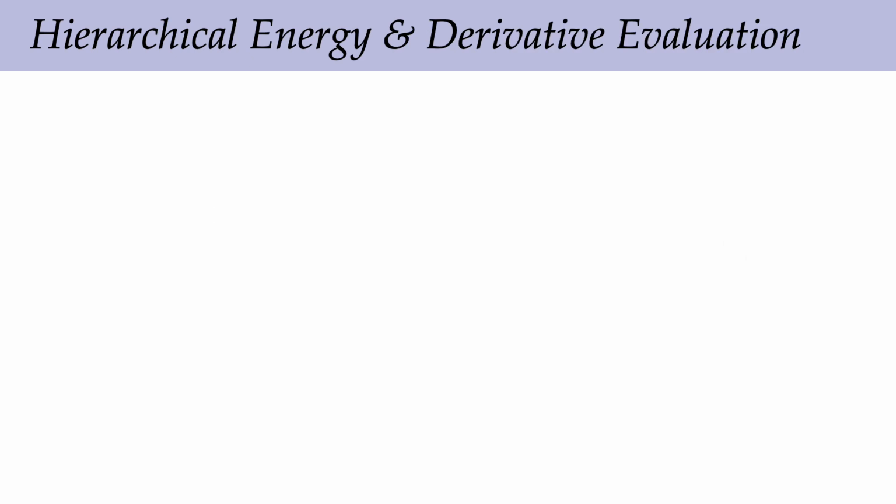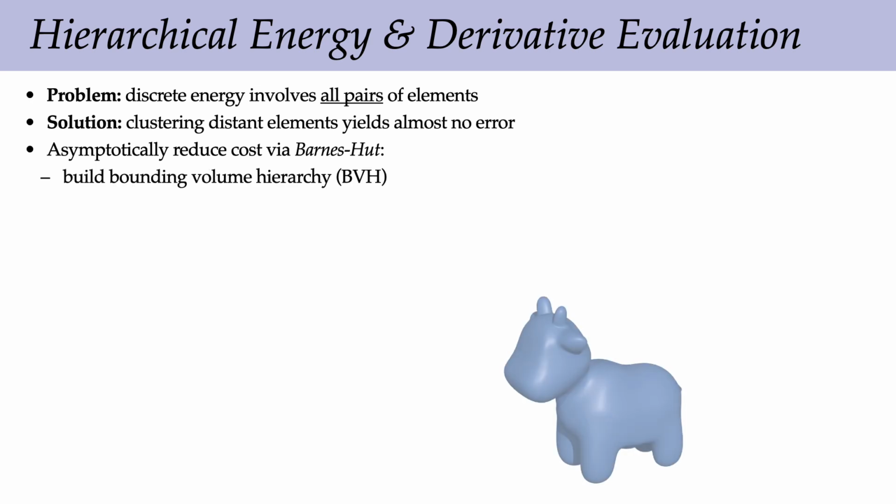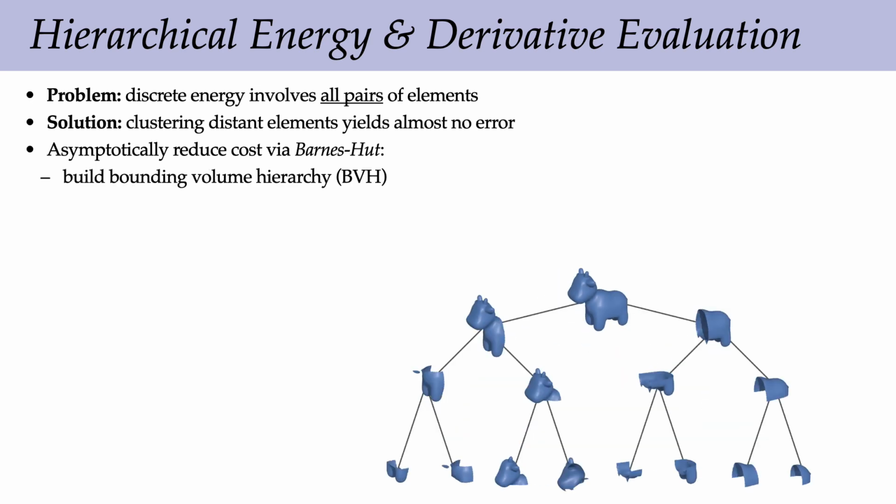So how do we evaluate the energy and its derivatives more efficiently? Well, naively, we'd have to iterate over all pairs of mesh elements. But we can make things a lot faster by treating clusters of distant elements as kind of one big element. In particular, we apply the Barnes-Hut algorithm, which first builds a bounding volume hierarchy, or BVH.